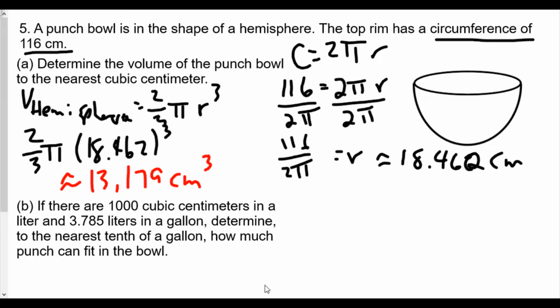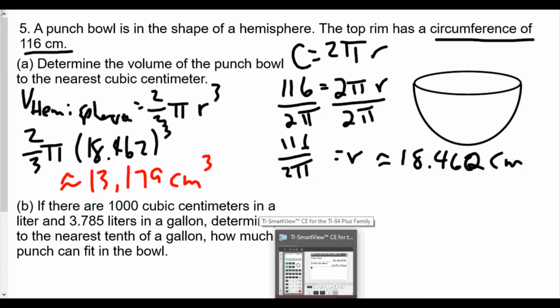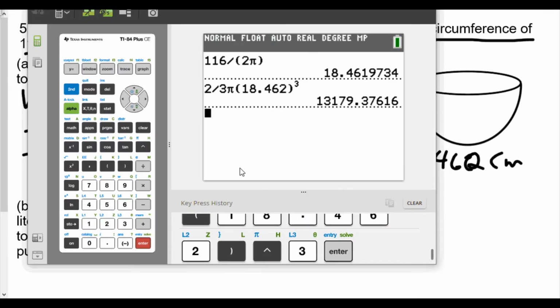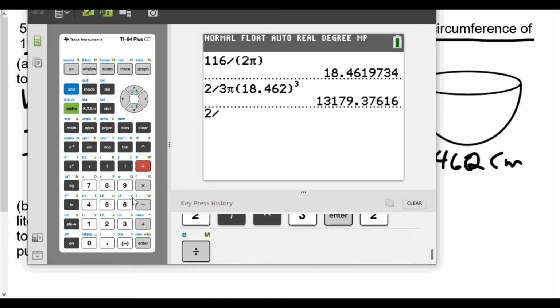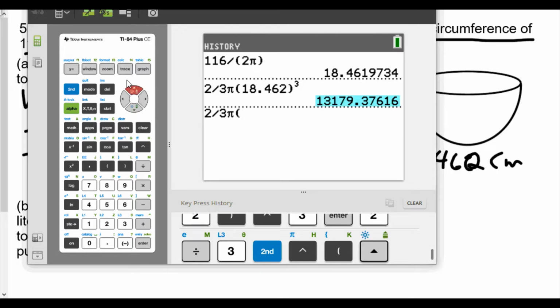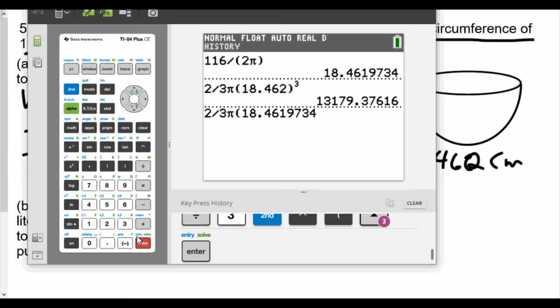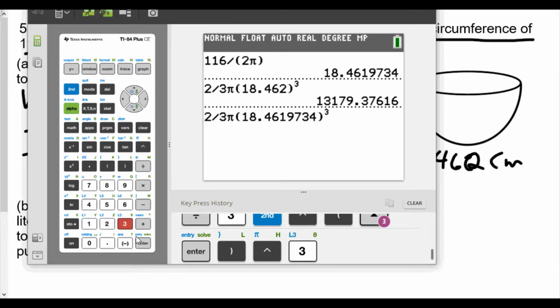Now I'm going to show you, going back to the calculator, that you can just grab the value. You didn't have to approximate it at all, although I would recommend you write things down. So let's do this again. In this case, 2 divided by 3, pi, open parenthesis. Now we're going to move the cursor up to what we had before, the 18.462. Just highlight that number, click the whole number, press enter, and it pops right there. Close that parenthesis, and then raise it to the third power.